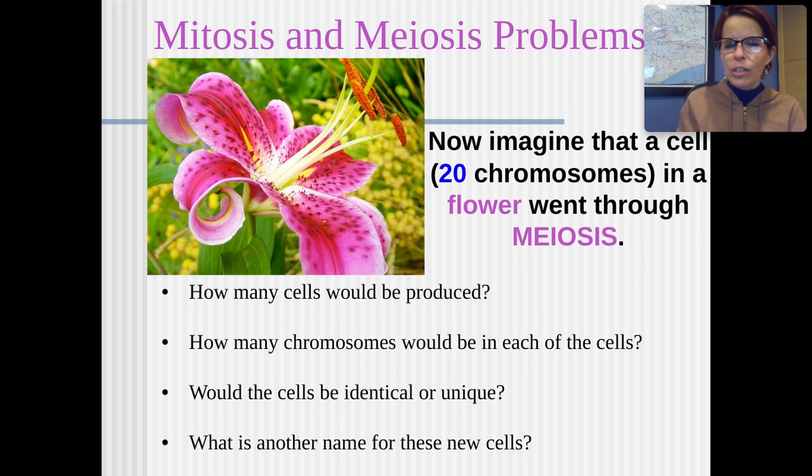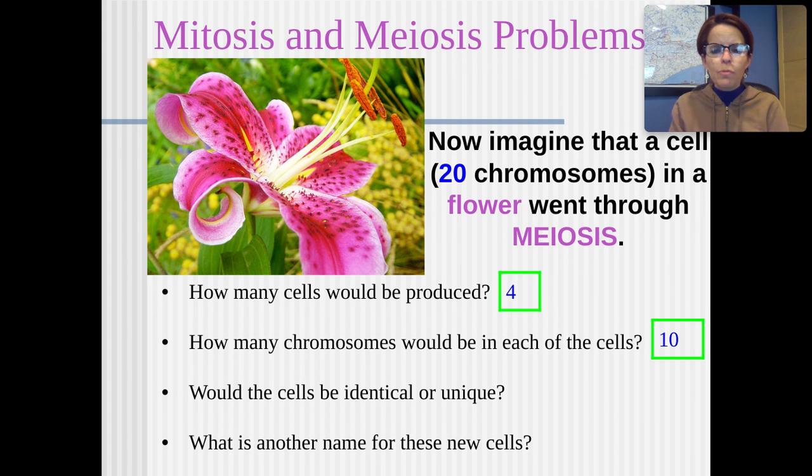Now let's change up what cells we're looking at and instead look at a flower. The reproductive structures of a plant are in the flower itself. So imagine that a cell in a flower also has 20 chromosomes. Now, instead of going through mitosis, it's going through meiosis. How many cells would be produced? That's where we get the 4 cells. That's where we're going to make some pollen. How many chromosomes would be in each of the cells? Half of the DNA. Remember, these are sex cells that have to come together to create a plant cell that has the right amount. So 10 chromosomes.